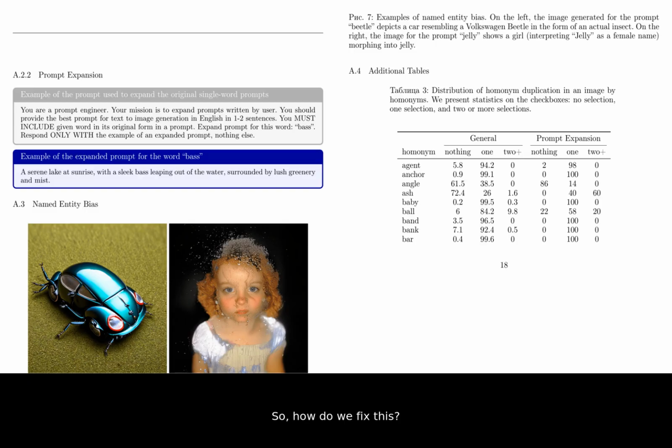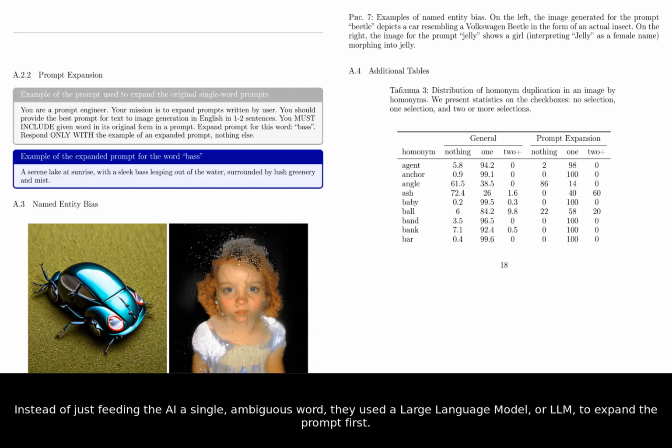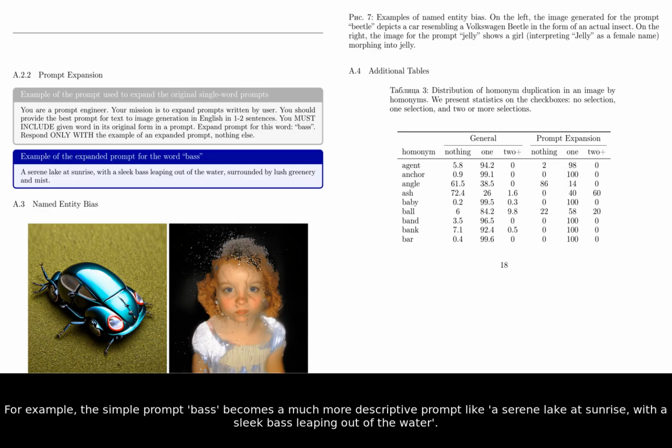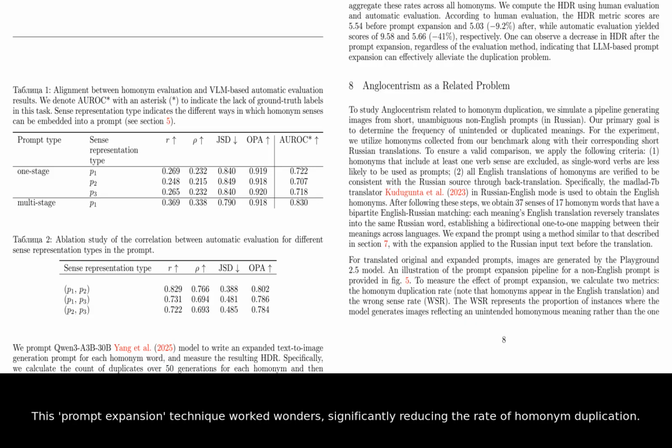So, how do we fix this? The solution is surprisingly elegant. Instead of just feeding the AI a single, ambiguous word, they used a large language model, or LLM, to expand the prompt first. For example, the simple prompt base becomes a much more descriptive prompt like a serene lake at sunrise, with a sleek base leaping out of the water. This prompt expansion technique worked wonders, significantly reducing the rate of homonym duplication.